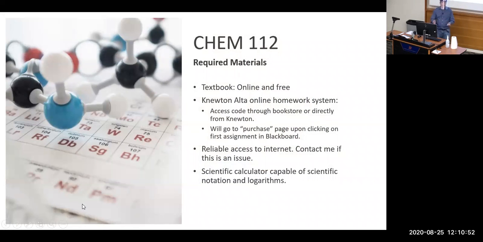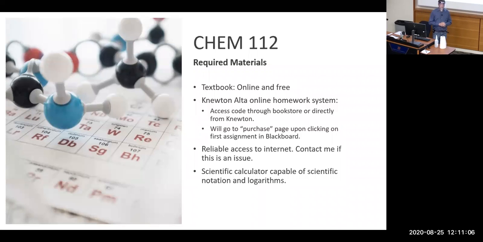So, again, this is information you may have come across already in the other materials I've sent by email and such. The textbook is online and free. It's linked to from Blackboard. There is something in the bookstore that when you look at its entry online, it looks like it's a textbook, but it's not. It's listed with Newton Alta as the publisher. That is an access code to Newton Alta, which is the online homework system that we're going to be using. You can get the access code from the bookstore or directly from Newton.